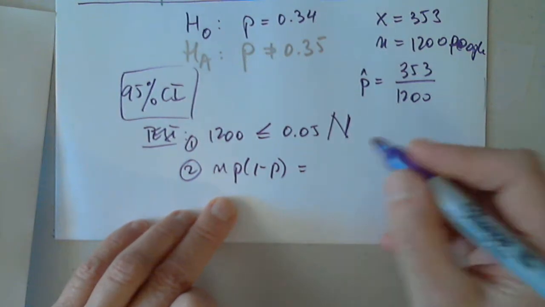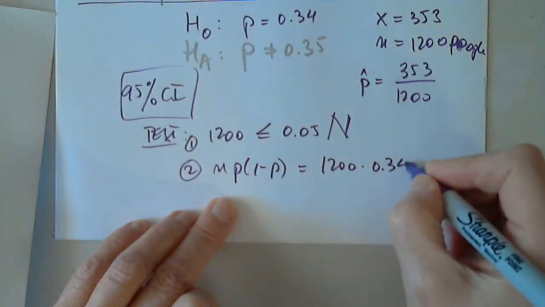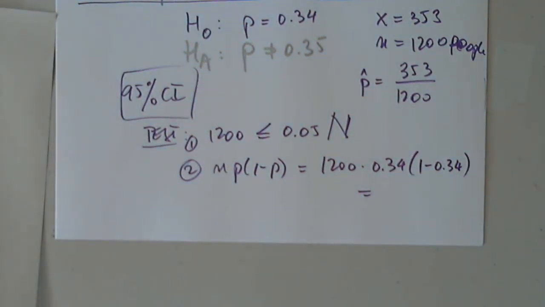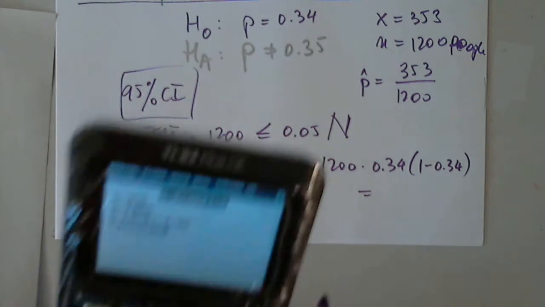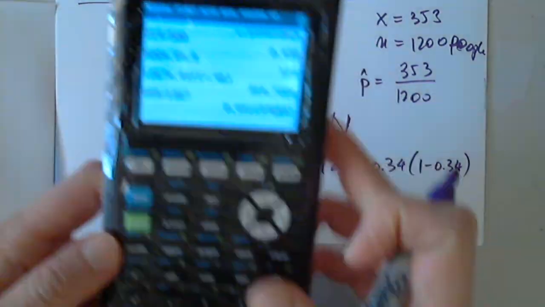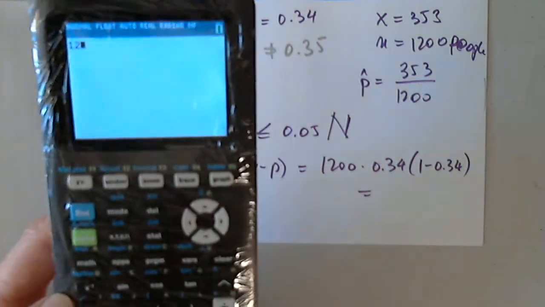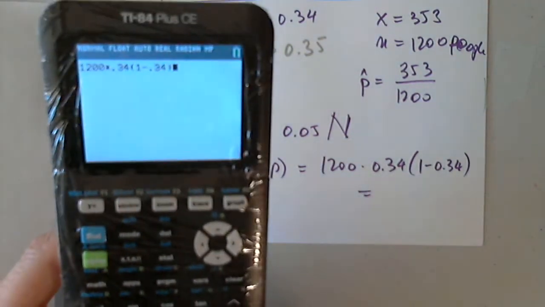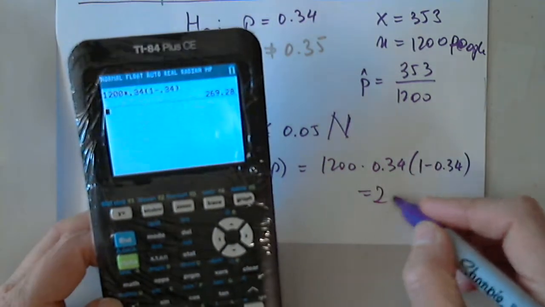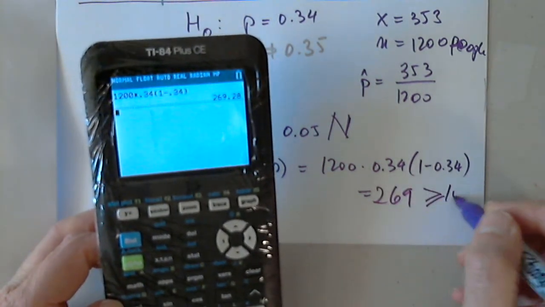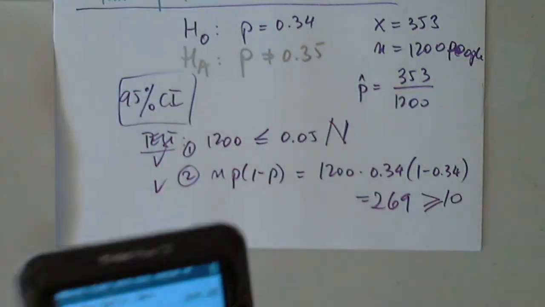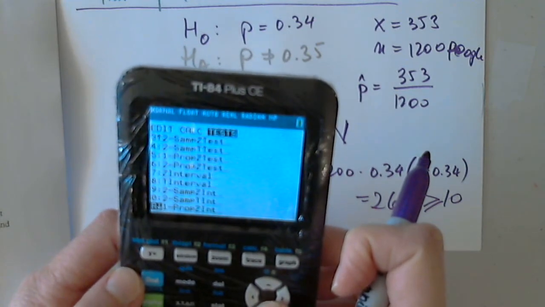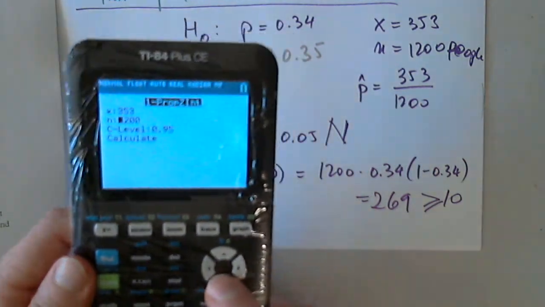So n is 1200, p is 0.34, 1 minus 0.34, and I don't want to calculate just yet. I want to determine this. Otherwise, the whole thing fails. Not fails, but we have to apply a different procedure. Okay, good enough. 269. So this is definitely greater than or equal to 10. Both conditions are fulfilled. And now I go to one proportion z interval, and it is 95%, and now I want to calculate.